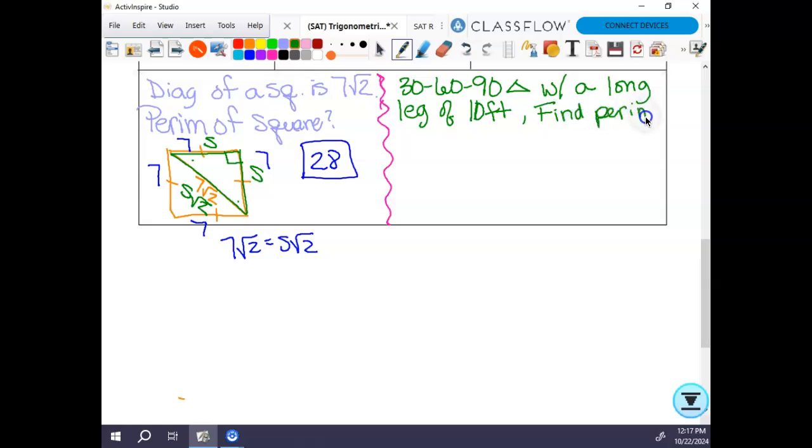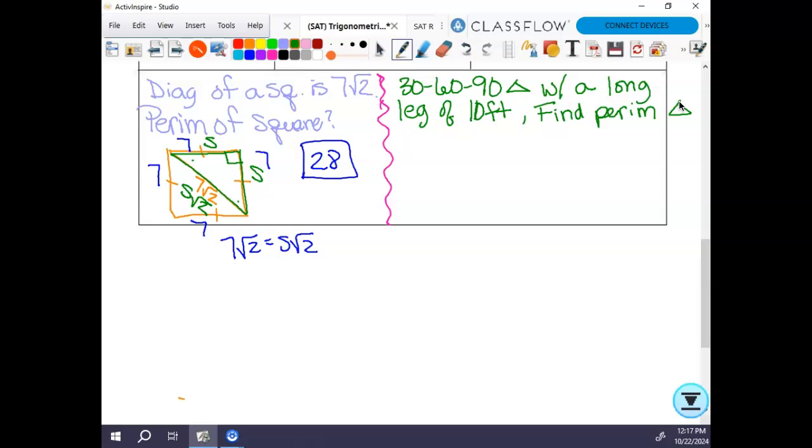The question obviously would be, perimeter of triangle would be way better worded, but I don't want to have to write for a year or so. So we know we have a 30, 60, 90 triangle, and they've told us the long leg is 10 feet, and we want to find the perimeter of the triangle.